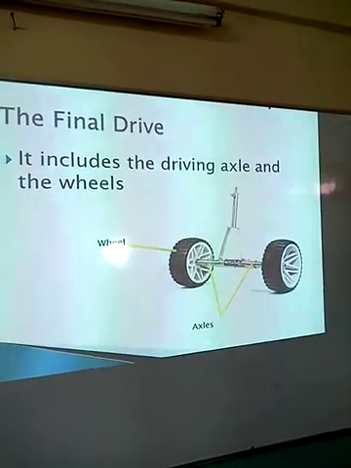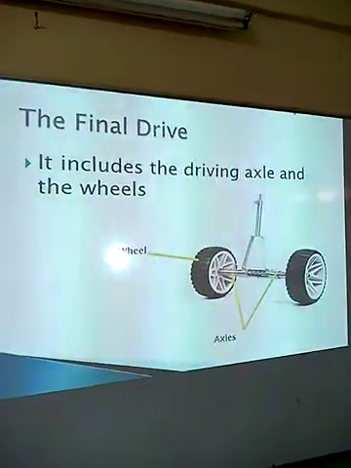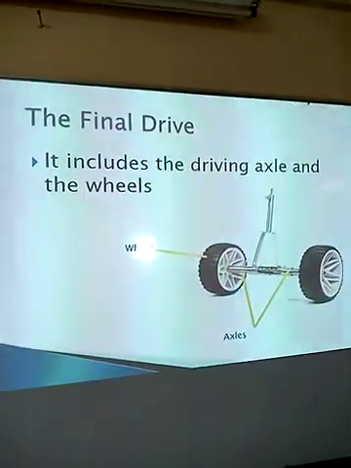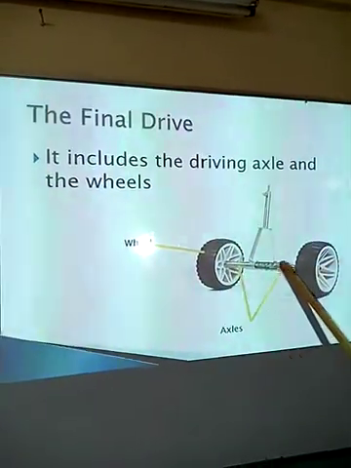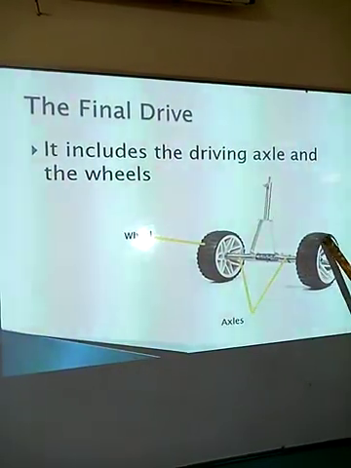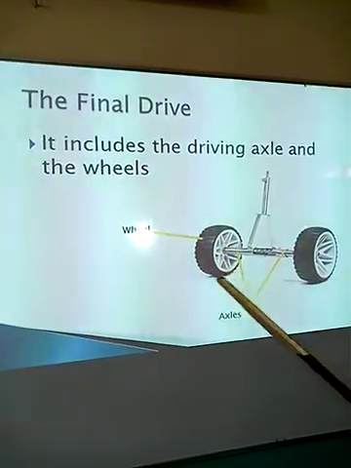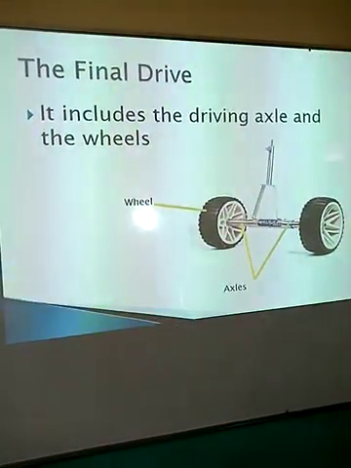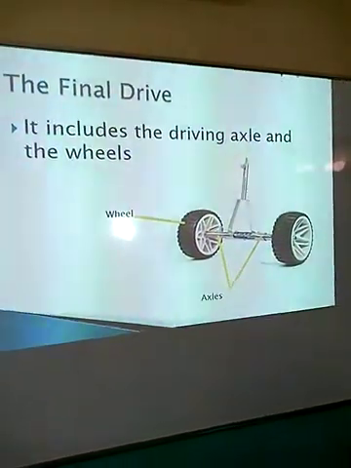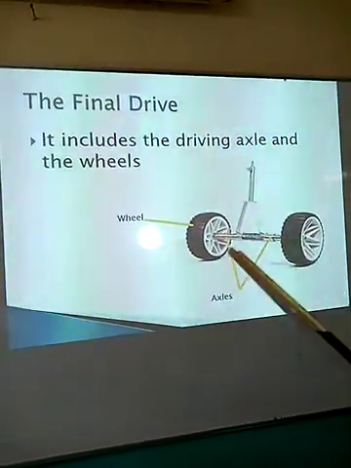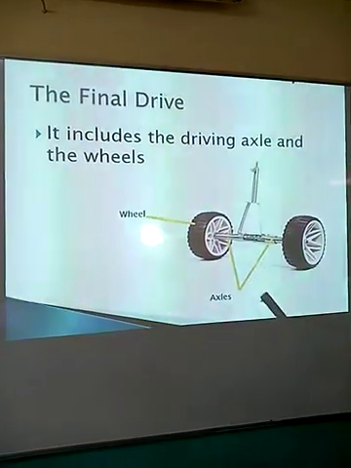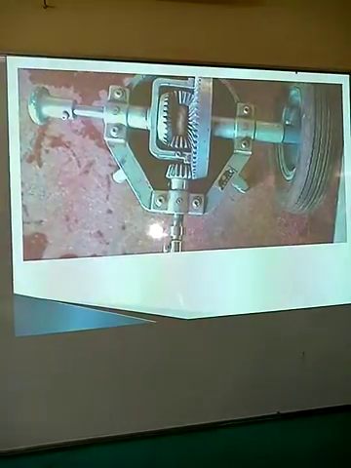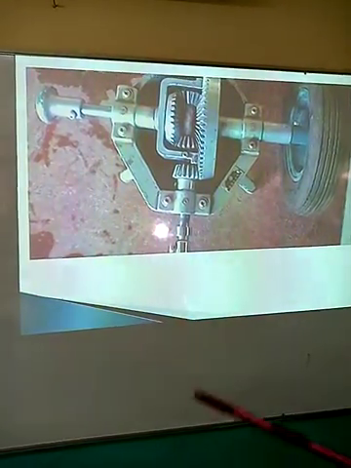The main components of the final drive are the driving axle and the wheels. These are the axles that transmit power to the wheels. Power from the differential, that has changed the direction at right angles, now brings power to the wheels. So the wheels together with the axles make up the final drive. What are the functions of the final drive? In a little while.